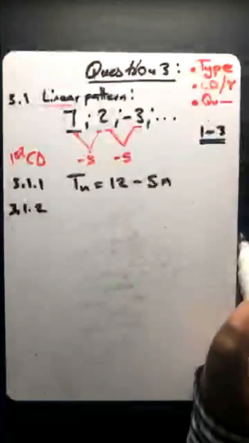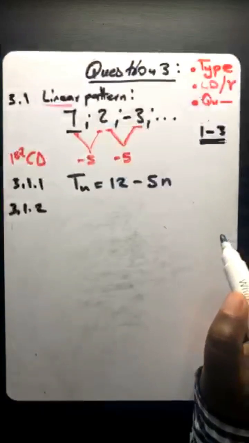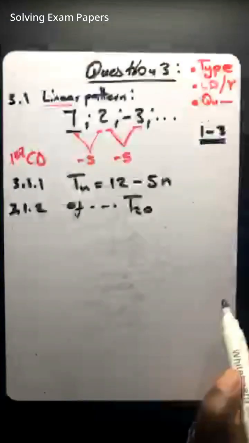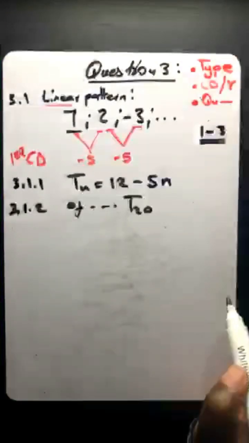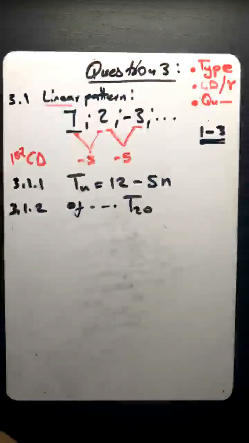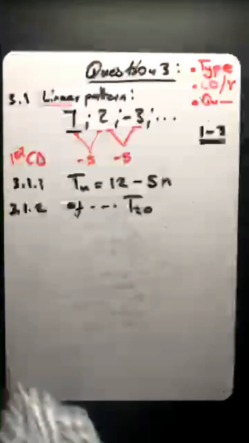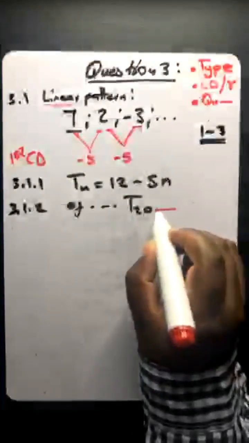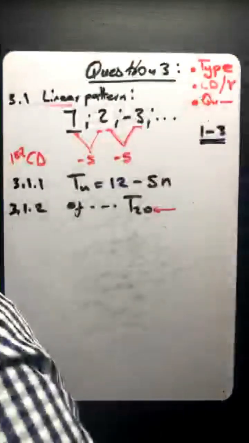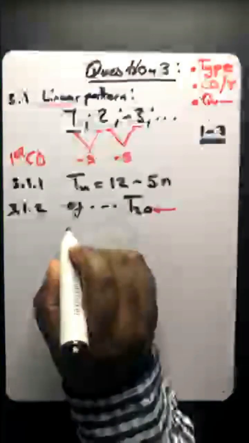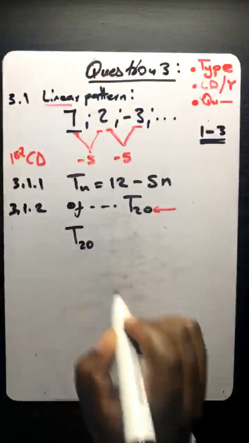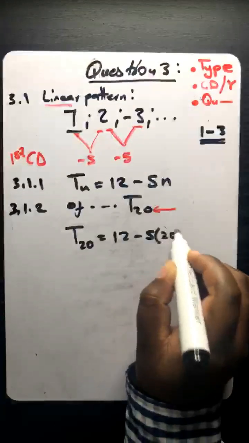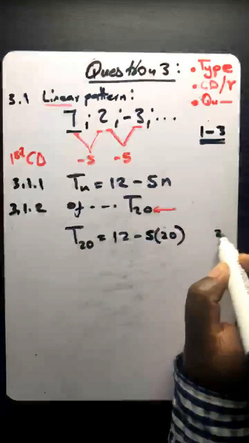Okay, so the next question: calculate the value of T20. Calculate the value of T20. So can you guys see what I'm seeing there? I see that there is T and then we have 20 in place of n. If you look at this nicely, it's more like where you see n, you put 20. Where you see n, you put what? You put 20. This question is allocated only 2 marks.